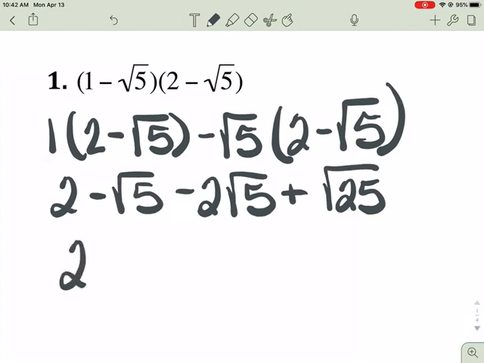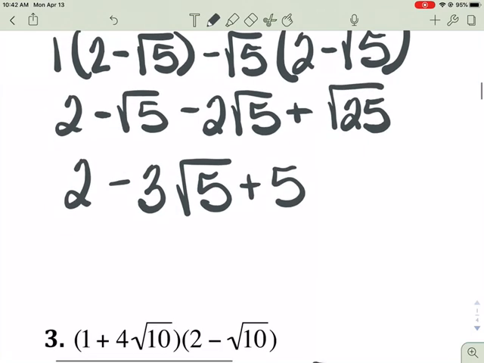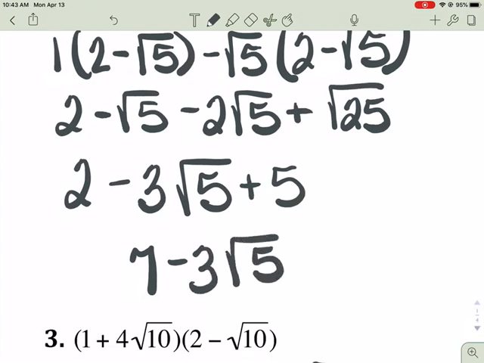Now we're going to simplify. So 2, and then I can add these two together because they're like radicals. They have the same numbers underneath, and all we're going to do is add the coefficients. So negative 3 square roots of 5. And then remember that we can take the square root of 25, and that's 5. So we're going to add like terms again. So 2 and the 5 becomes 7 minus 3 square roots of 5. And that's all you can do. Please don't add the 7 and the 3. The 7 doesn't have a square root of 5. They're not alike, so we cannot add them together.